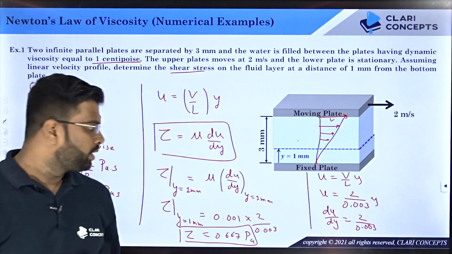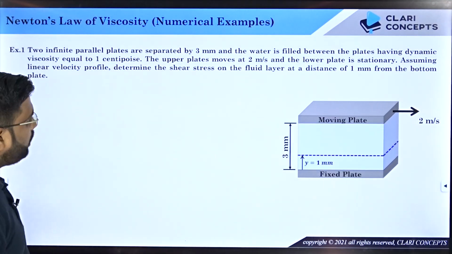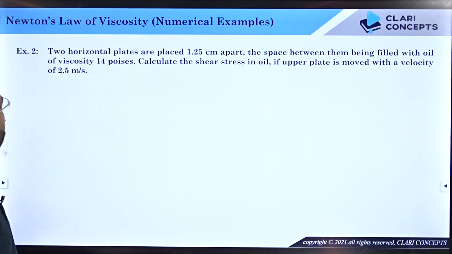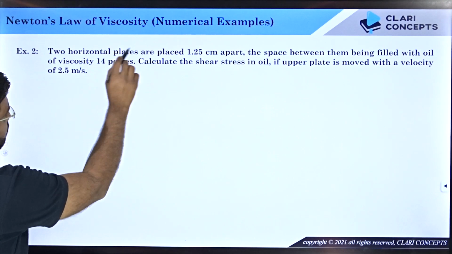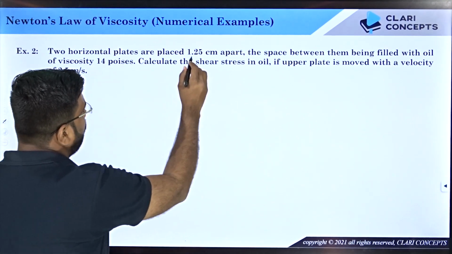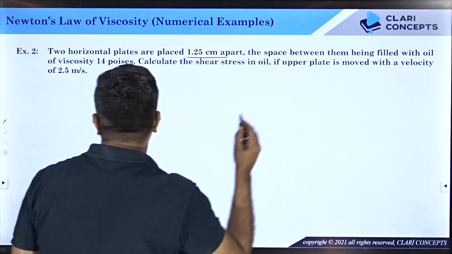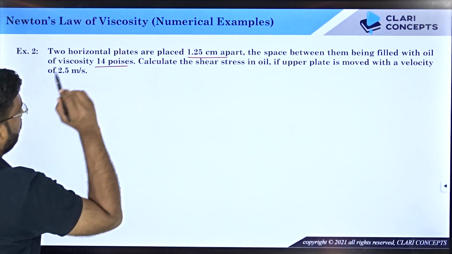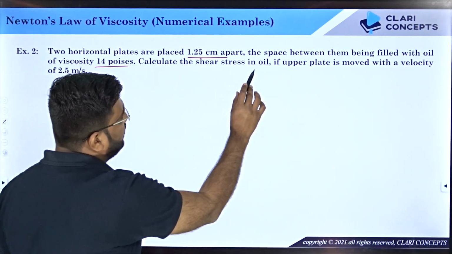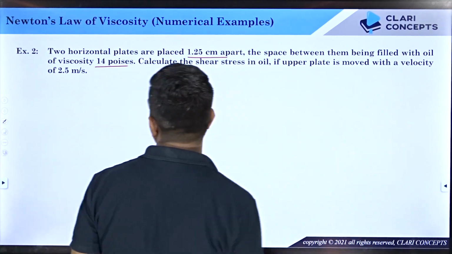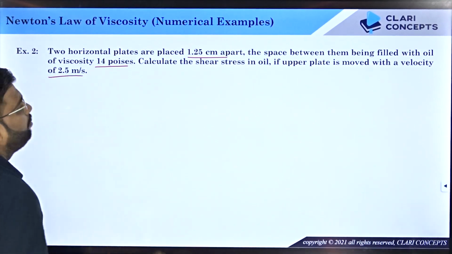Yes, it is correct. Fine. Let us solve another numerical. I have been given two horizontal plates placed 1.25 centimeter apart. The space between them is filled with oil of viscosity 14 poises. Calculate the shear stress in oil if the upper plate is moved with a velocity of 2.5 meters per second.